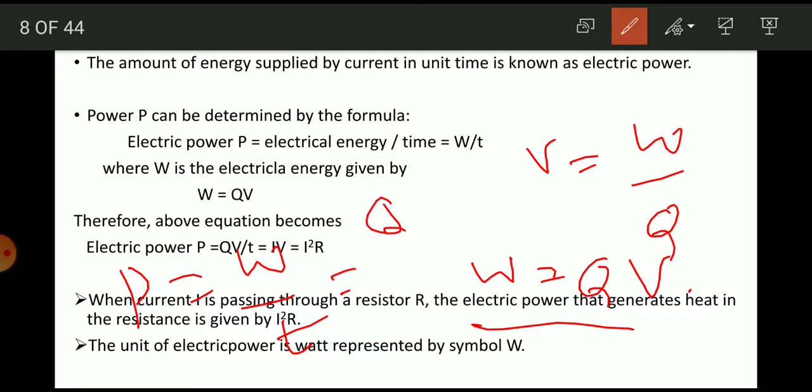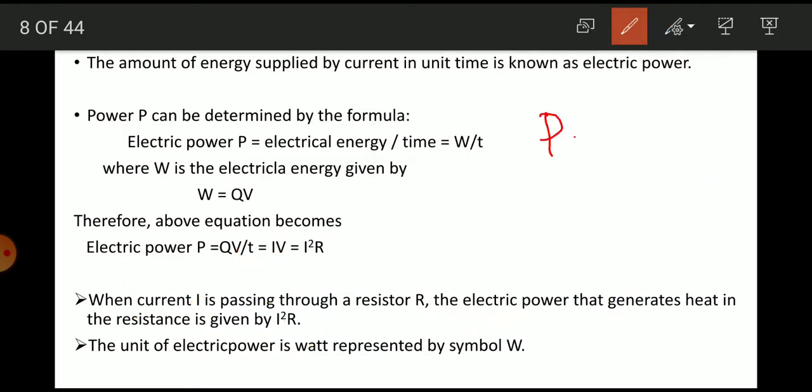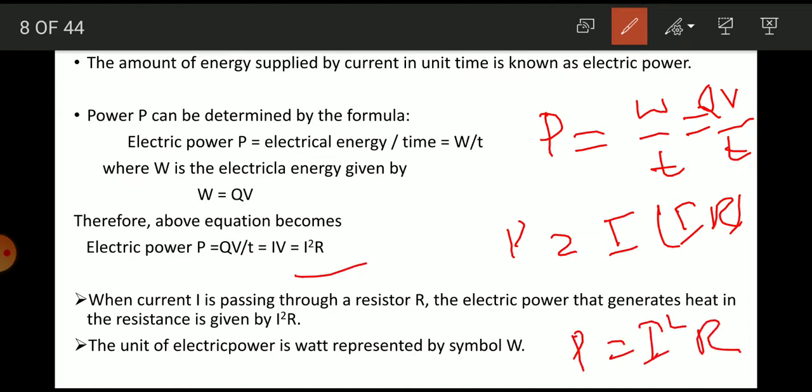So work is equal to QV divided by T. So I is equal to Q by T. Now the last relation we have derived: power is equal to work per unit time, QV divided by T. Power is equal to Q by T into V, which is I, and V is equal to IR. So power is equal to I square R. Different types of relation you can write in a different way.